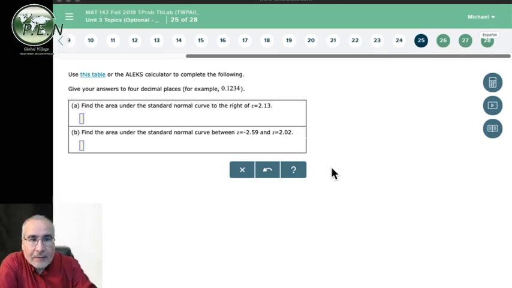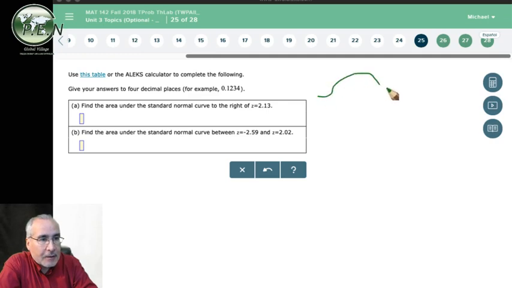Question 25, again dealing with the normal curve, so use this table or the calculator to get the following. Give your answers to 4 decimal places. So find the area under the standard normal curve to the right of z equals 2.13. Just to help us out, what we're looking for is we've got a normal curve. We're going to get a z-score of 2.13.